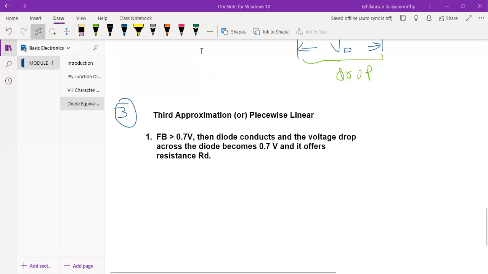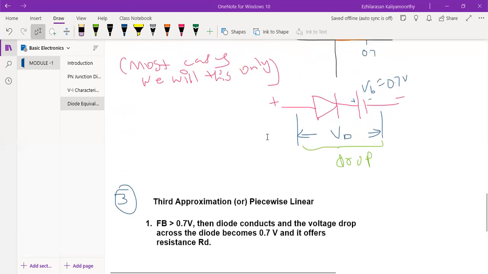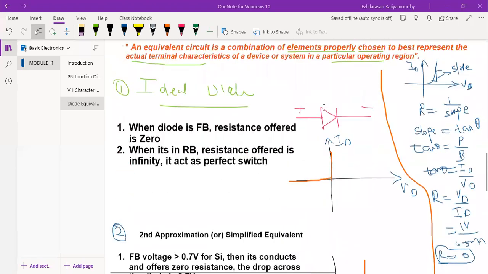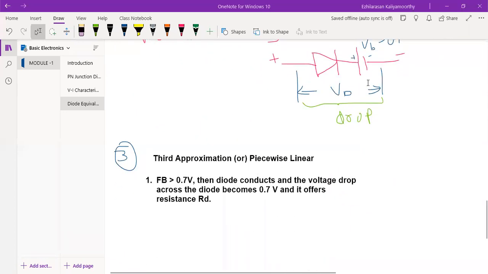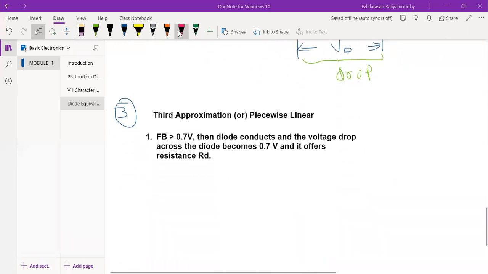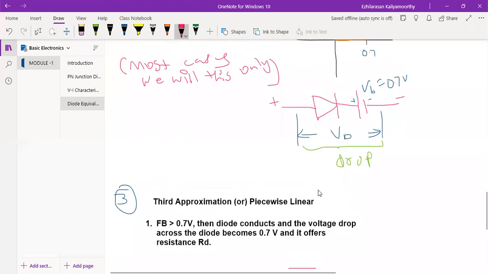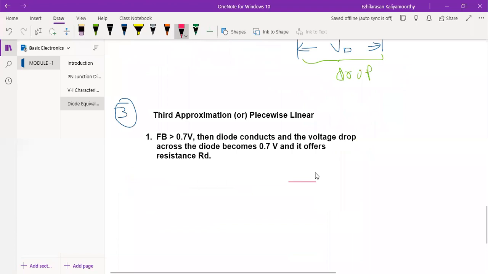Next, we'll see the third approximation, otherwise called the piecewise linear approximation. Now we can see how to go about this approximation. First, the ideal diode, and second, connected along with it, one barrier source. Now we are going to draw it like this: the diode, then we are going to draw the one barrier.